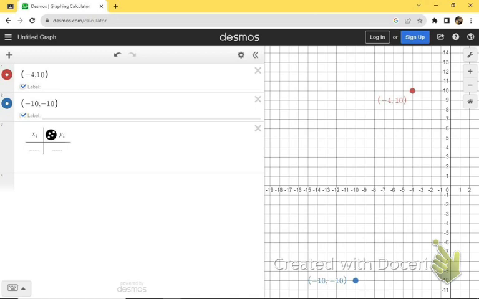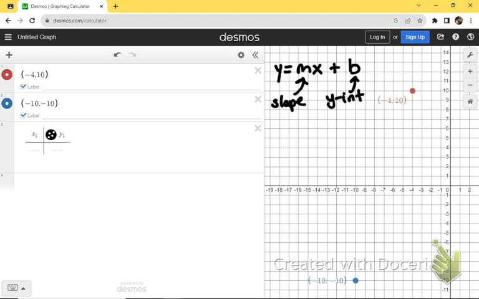That way we can write the equation of the line using the equation y equals mx plus b, where m is our slope and b is our y-intercept.